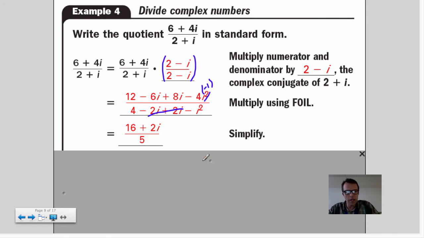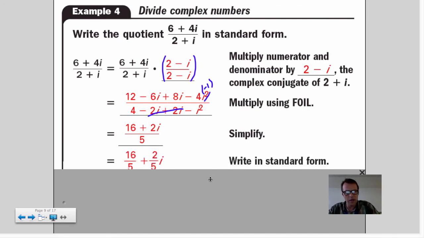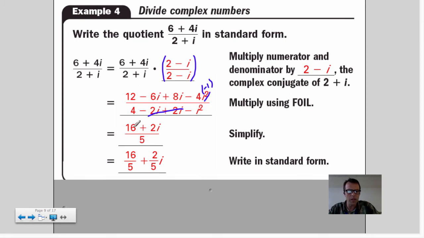So you're not really done here because you're still not in standard form. And notice how they broke this up. They said 16 divided by 5, the real part, 2i divided by 5, the imaginary part.